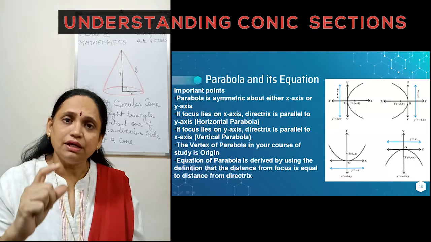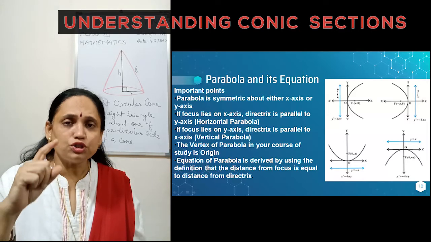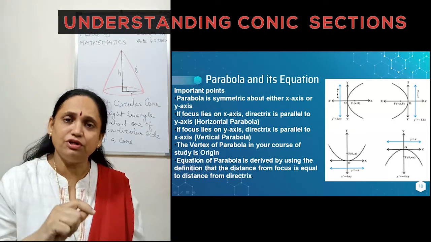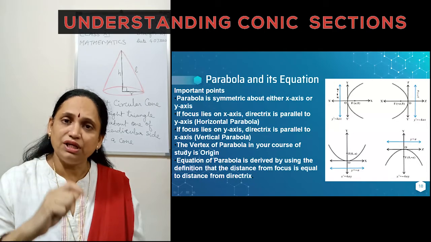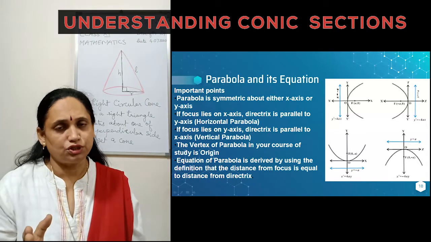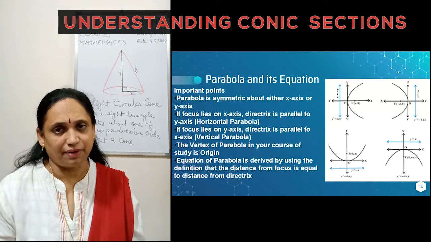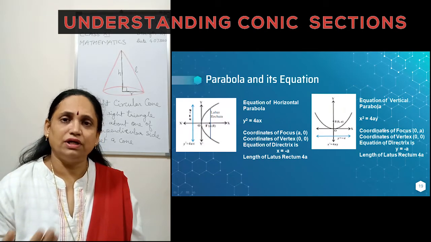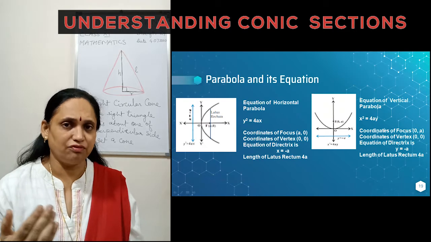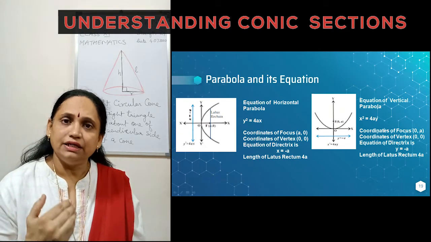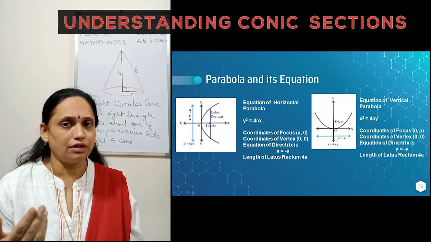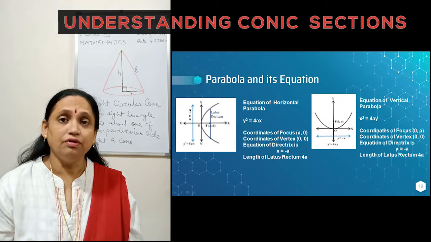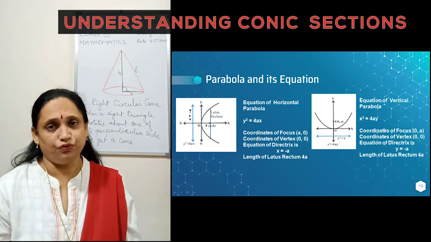So we will be using the distance formula from the focus to the point on the parabola, that is (x, y), and we find the perpendicular distance of the point from the directrix. We equate these two and simplify and get the equation of the parabola as, if the x-axis is the axis of the parabola, y square equals 4ax, the coordinates of the focus are (a, 0), the coordinates of the vertex are (0, 0), and the length of the latus rectum is equal to 4a.